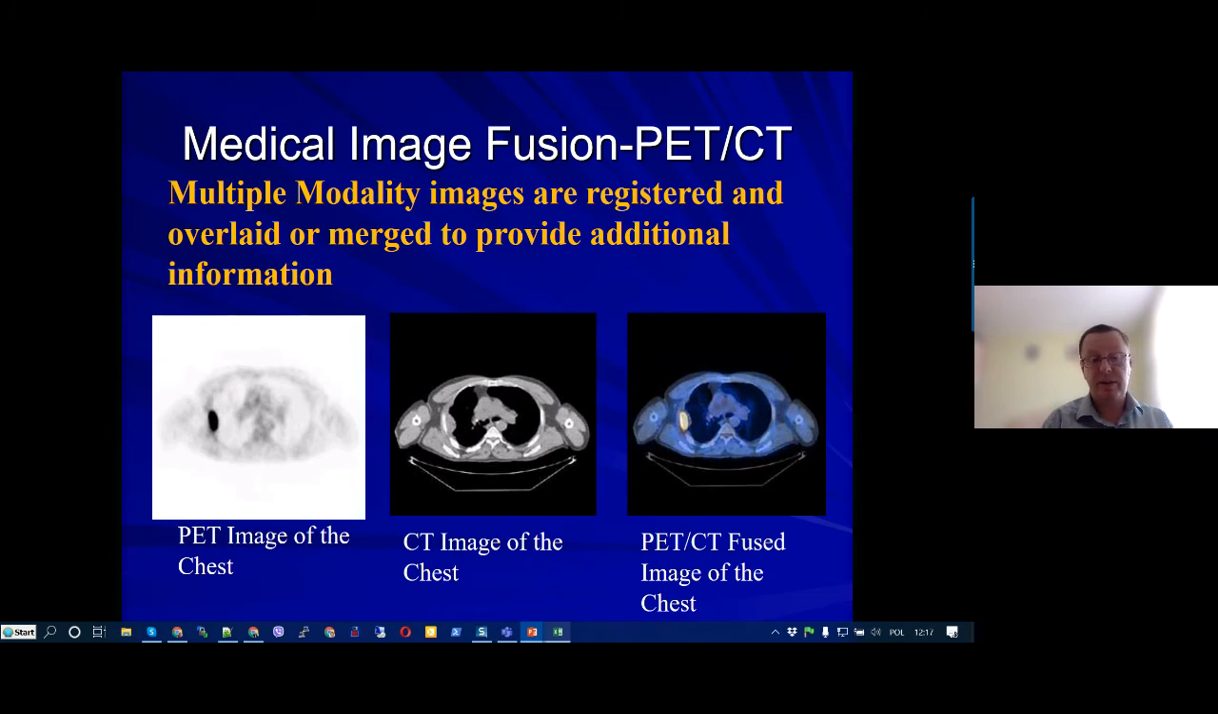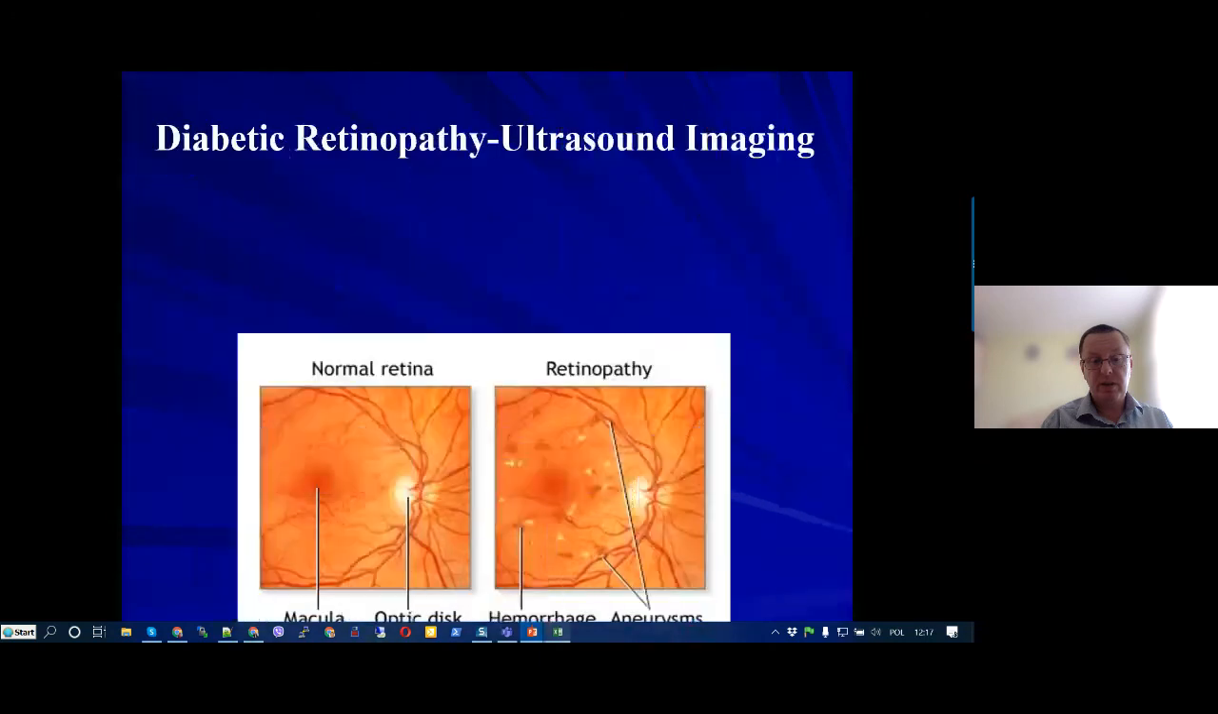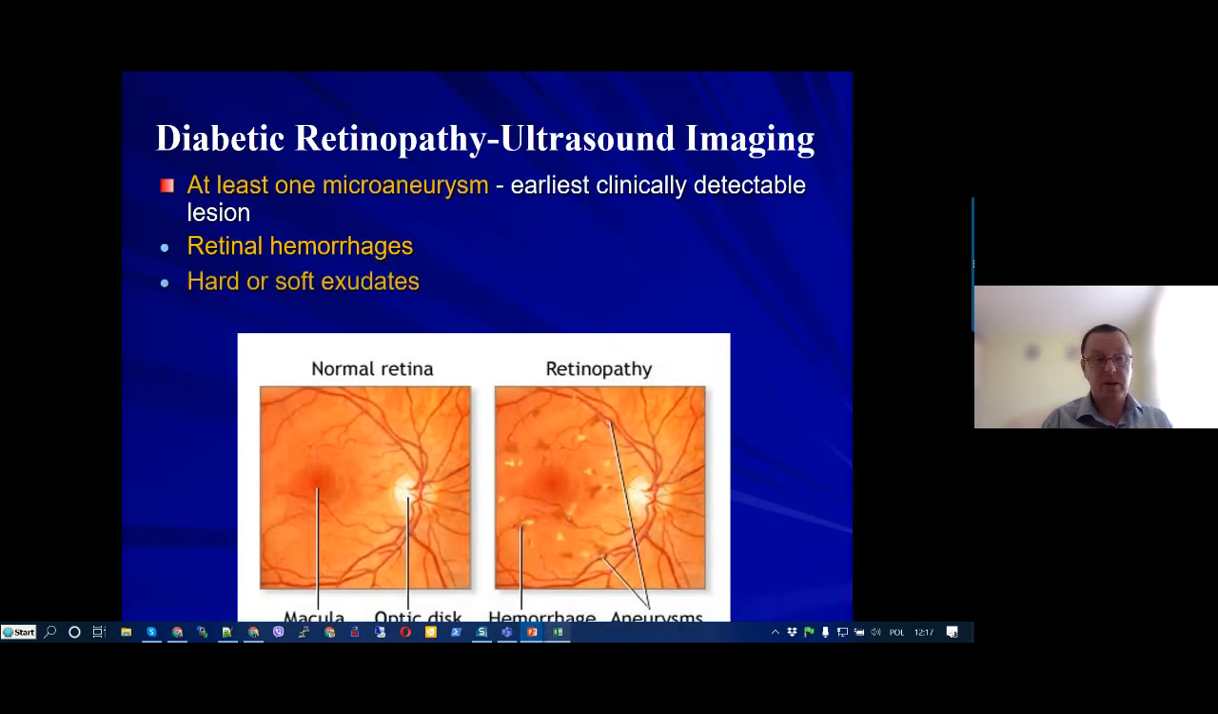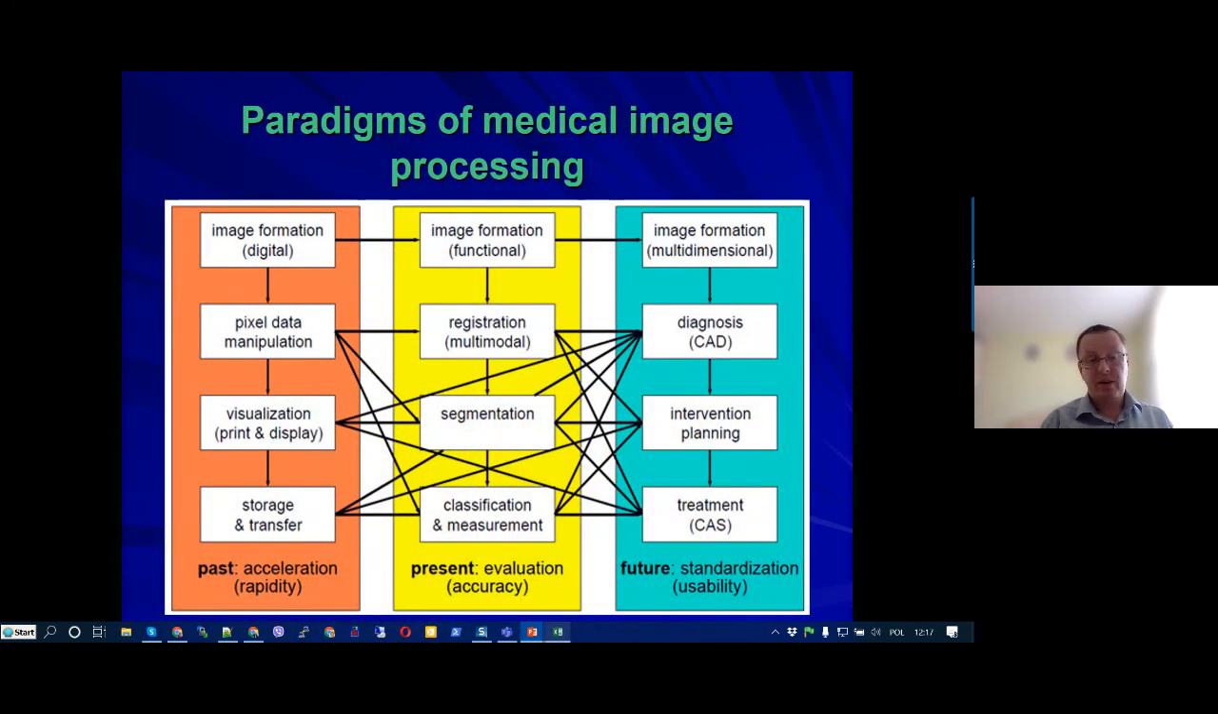For example, combining again a CT scan with positron emission tomography, it is possible to identify some kinds of abnormalities in the chest. In a similar way, a combination of MRI and positron emission tomography could allow identifying some brain disorders. And here, for diabetic retinopathy, an ultrasound scan could be used.